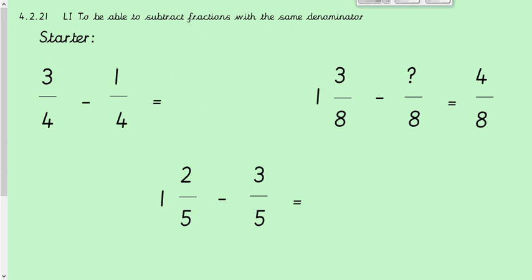Before we go into our learning today, can you have a go at working out these for me? So you need to subtract the fractions. You might want to use a fraction strip to help, and then I will go through them with you at the end.